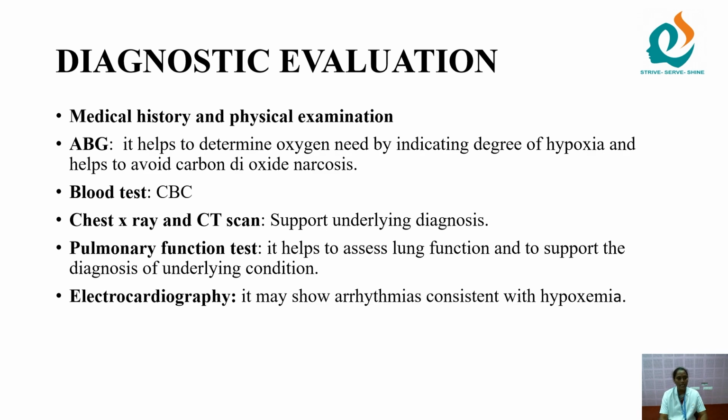Then arterial blood gas helps to determine the oxygen need by indicating the degree of hypoxemia and helps to avoid carbon dioxide narcosis. Next one is the blood test, that is CBC, complete blood count. Then chest x-ray and CT scan are helpful to support the underlying diagnosis. Then pulmonary function test helps to assess the lung function and to support the diagnosis of the underlying condition. Then electrocardiography may show arrhythmias consistent with hypoxemia.